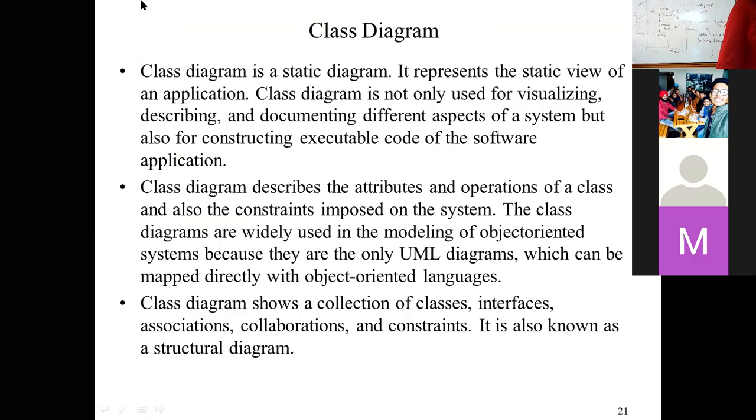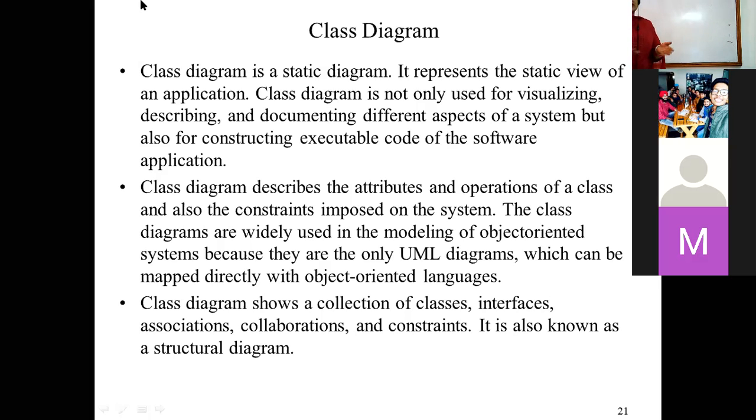Now, next diagram, and that diagram is the class diagram. A class diagram is a static diagram that represents the static view of an application. It is not only used for visualizing, describing, or documenting different aspects of a system, but also for constructing executable code for software applications. It describes the attributes and operations of a class and also the constraints imposed on the system.